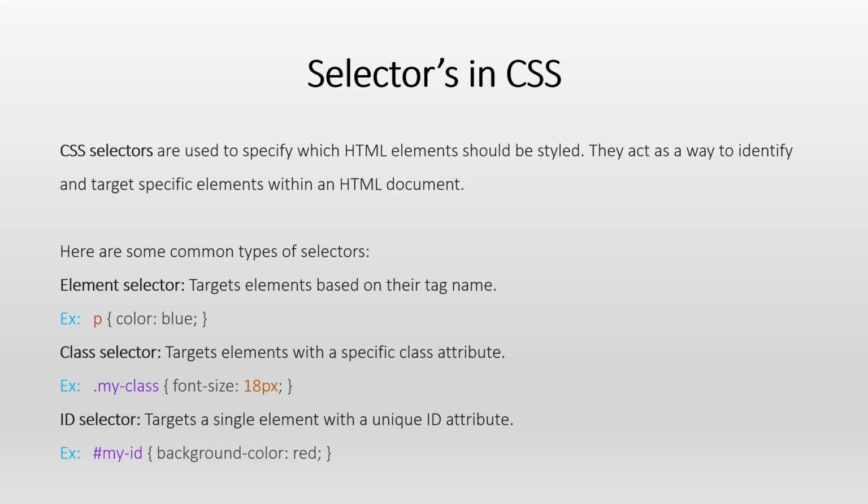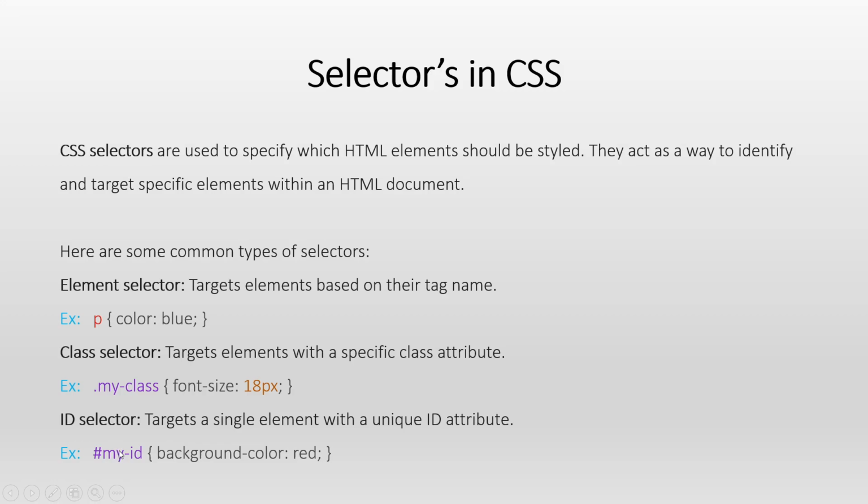Next, the ID selector. The ID selector targets a single element with a unique ID attribute. For example, if you want to add something uniquely to a particular element, we use the ID selector. How do we access an ID selector, if I want to apply styles for an ID? We simply put a hash first, and after that we write the ID name.